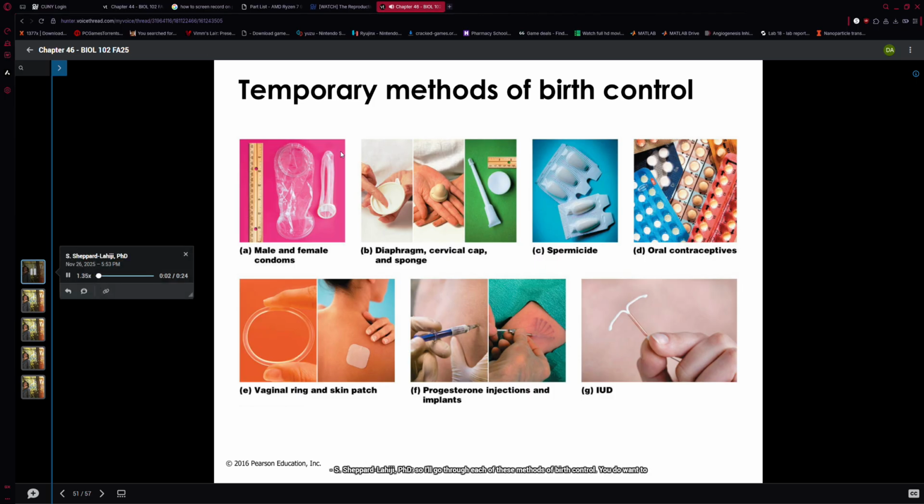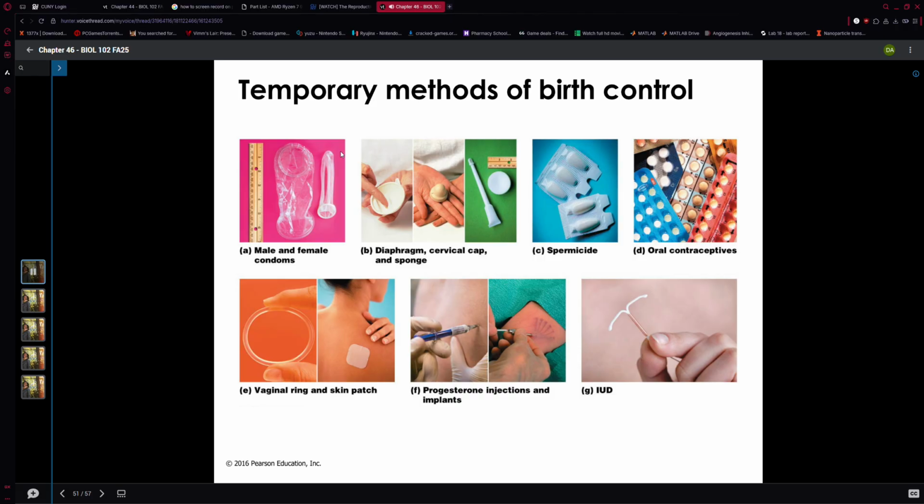So I'll go through each of these methods of birth control. You do want to think about which reproductive system these are being applied to, meaning is it the male reproductive system? Is it the female reproductive system? And then use your knowledge from earlier material regarding cycles and hormones to think about the impact that these methods would have on those processes.